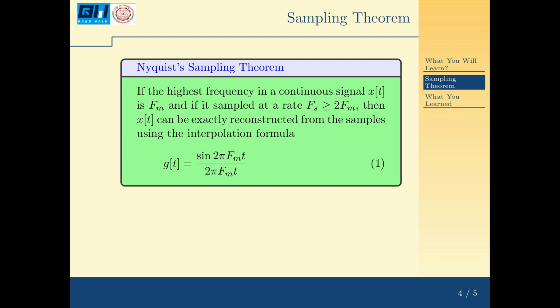Now, the Nyquist sampling theorem, as we said in the previous session, states that if the highest frequency in a continuous signal x(t) is fm, and if it is sampled at a rate fs that is greater than or equal to 2fm, then x(t) can be exactly reconstructed from the samples using the interpolation formula g(t) equal to sin(2 pi fm t) by 2 pi fm t. So this g(t) is actually an ideal low-pass filter. What this theorem says is that your samples can be reconstructed if those samples are passed through an ideal low-pass filter. Now let us see what happens when we pass samples through an ideal low-pass filter.